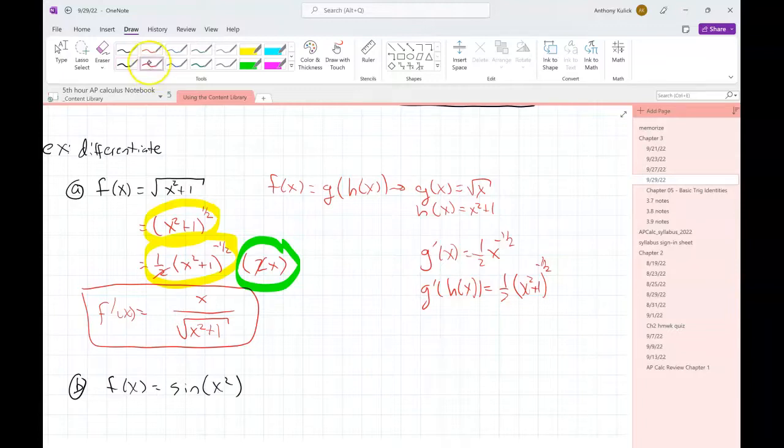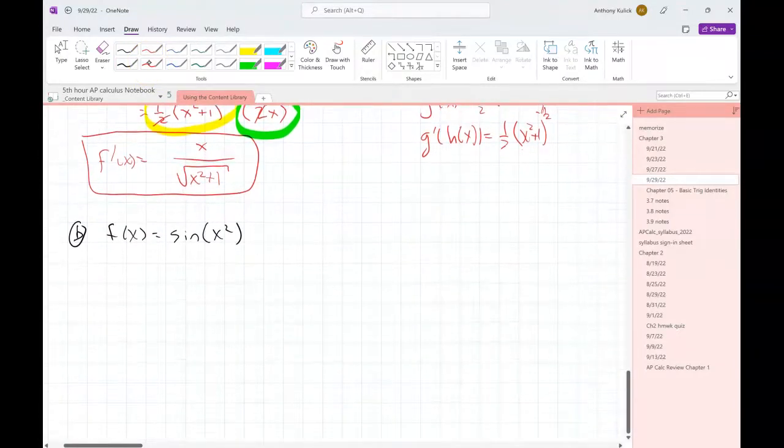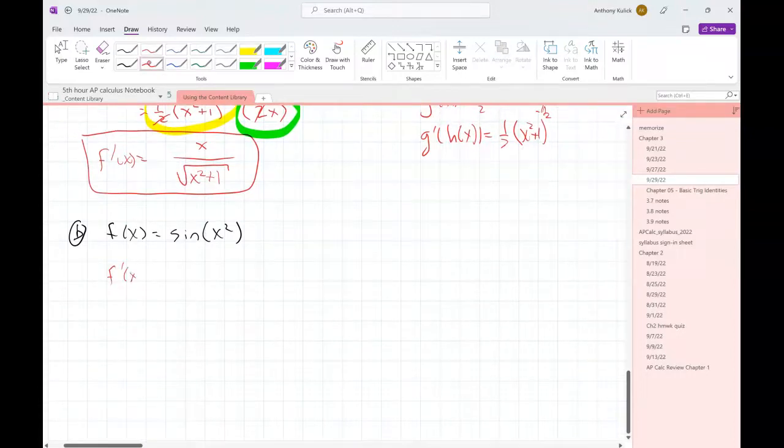So what if we have f of x equals sine of x squared? What's my outer function? Sine. And the inner function? X squared. So the derivative of the outer function is? Derivative of sine is? Cosine. Start with your flashcards. You need them. The inside function doesn't change. And then I multiply it by the derivative of the inside function, which is 2x. And I'm done.